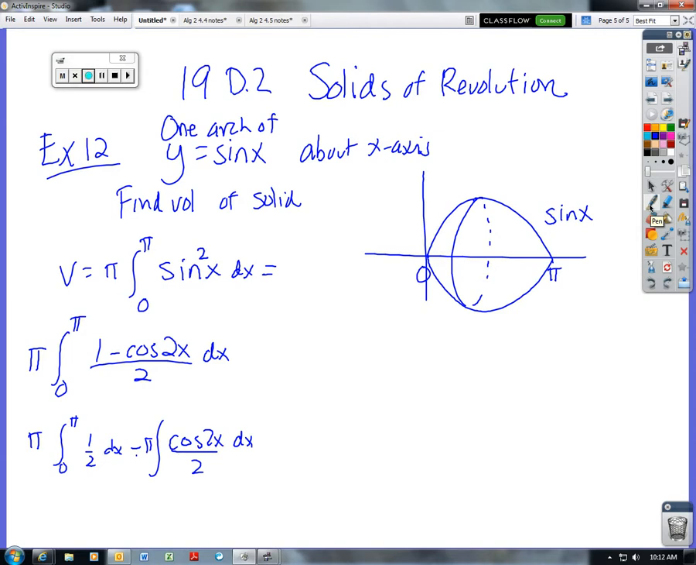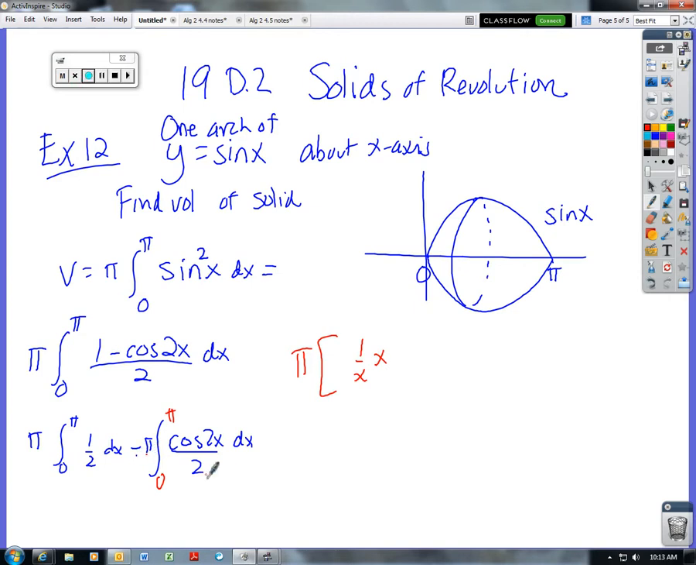Okay. I'm going to take that pi all the way out front. The big bracket. So we're going to integrate 1/2 dx, which is 1/2 x. I'm going to put these all back together again because they have the same limits. And, okay, so I've got that. And then this pi here, I've got it out front now.